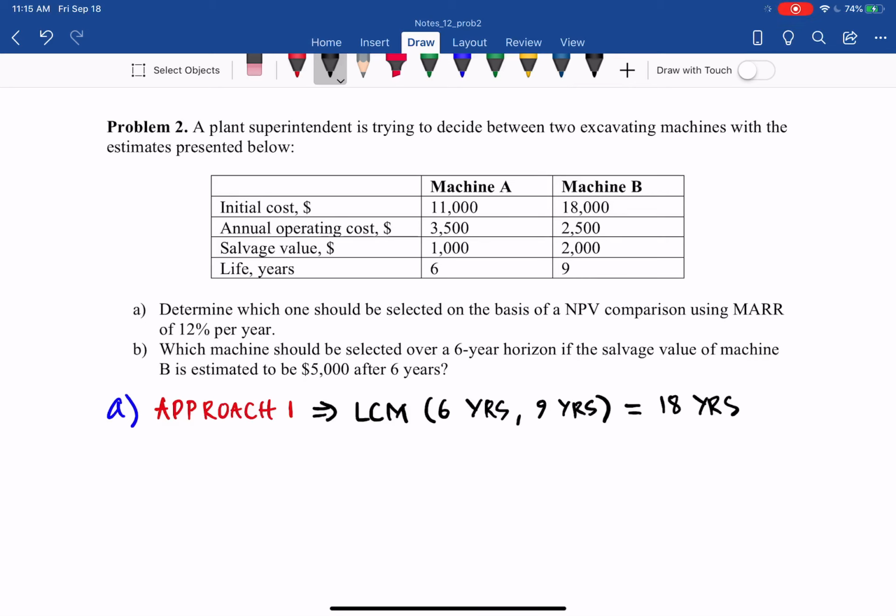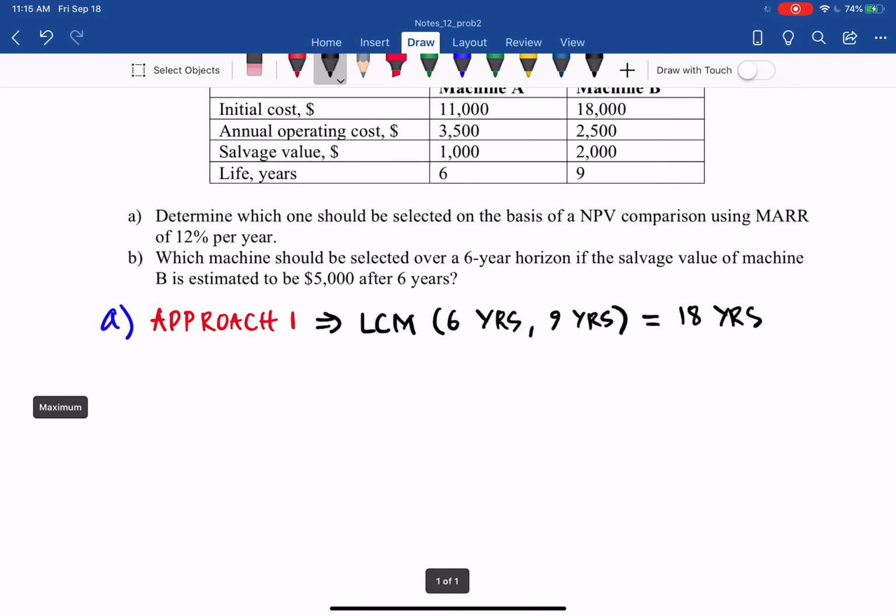To draw a cash flow diagram with approach number 1, part A, with the least common multiple for machine A and B. The useful life of machine A is 6 years, machine B is 9 years. So the LCM, least common multiple, is 18 years. So how can we draw cash flow for each?